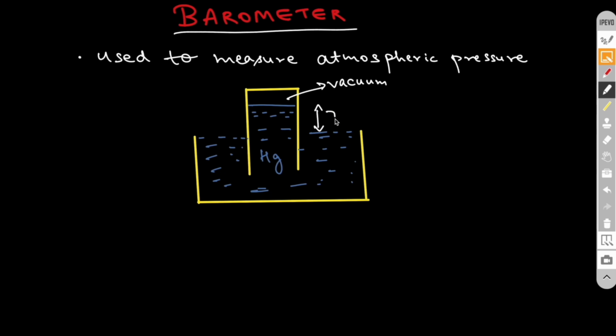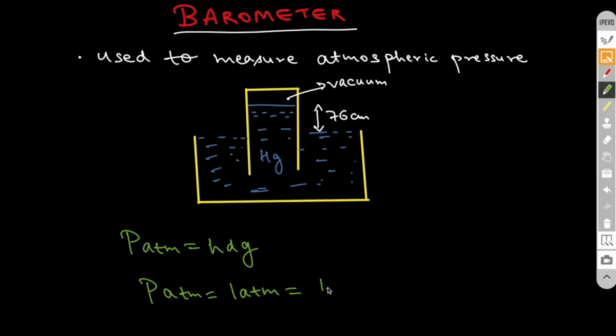You can see the vacuum is present at the top, whereas below of it, it's all mercury, which is filled at height 76 centimeter. You know why we have taken 76 centimeter? Because only then the atmospheric pressure that will be exerted will be 1 atm. We have discussed about this in our previous lecture. What is 1 atm? It is 1.01325 into 10 raised to 5 Pascal, right?